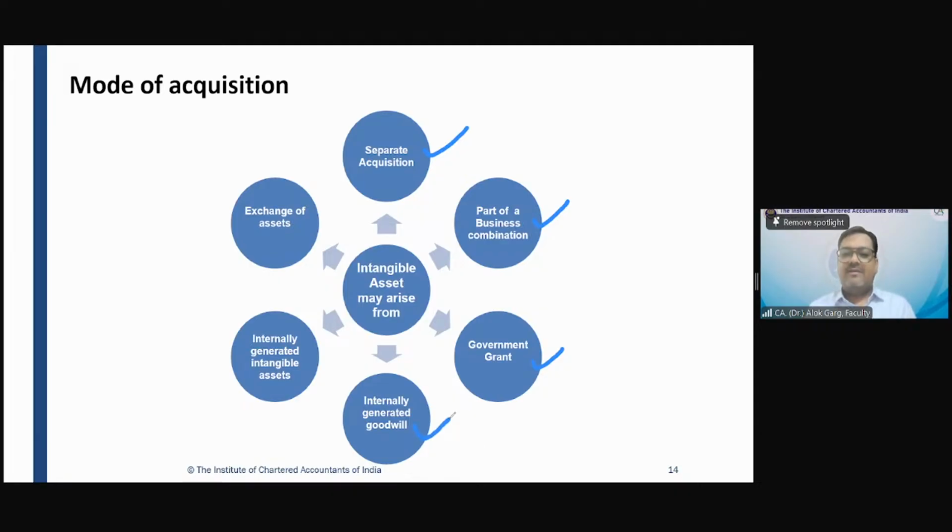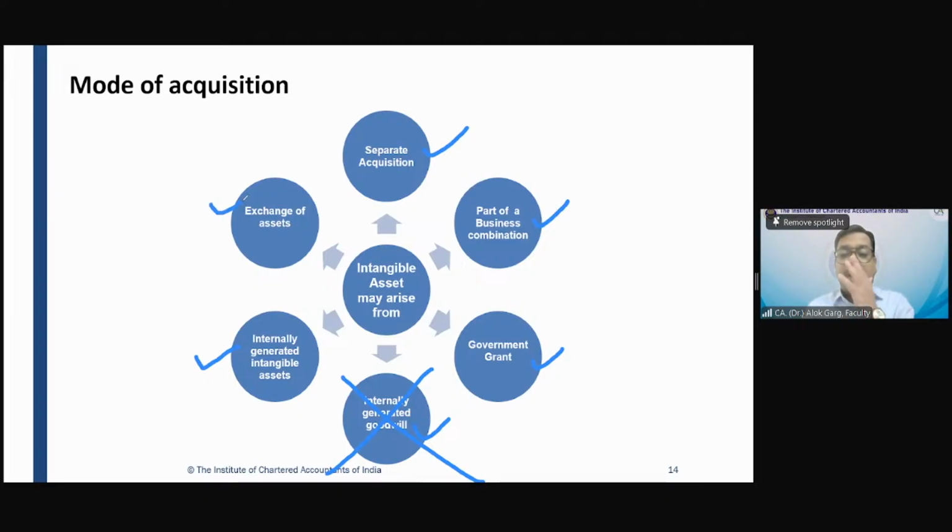Internally generated goodwill. Whether internally generated goodwill can be capitalized. Is it meeting the definition of identifiable? No. So internally generated goodwill cannot be capitalized as an intangible asset. It is prohibited. Internally generated intangible asset: then there are some conditions which are given on how to measure, how to recognize, how to capitalize internally generated intangible asset. Research phase, development phase. We'll talk about that also.